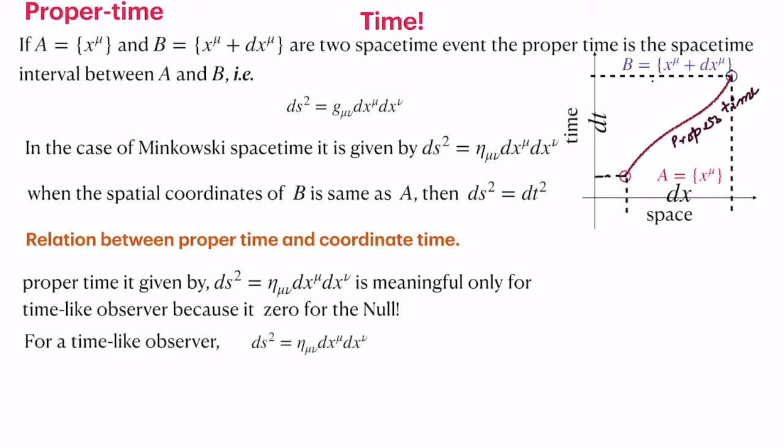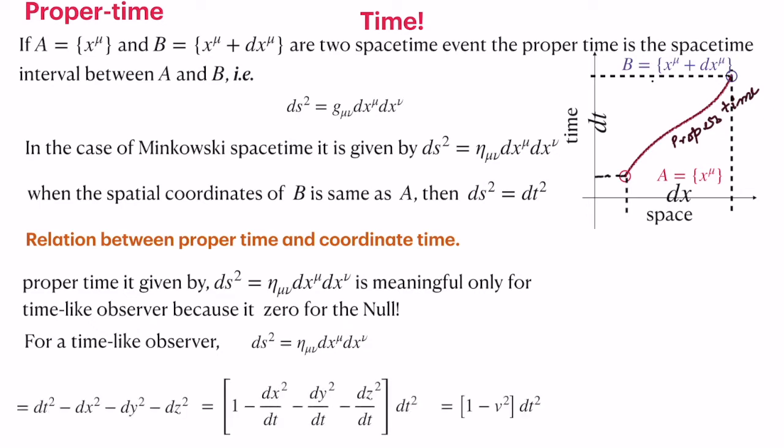Let's take the proper time for a time-like observer. We have already seen that it is given as ds square is equal to eta mu nu dx mu dx nu. Explicitly one can write ds square is equal to dt square minus dx square minus dy square minus dz square, that is equal to dt square times 1 minus dx square by dt square. Basically you can pull out dt square and write dx by dt as velocity. That is equal to 1 minus v square, and we can simply write it as 1 minus v square into dt square. Now we know that this term is connected with gamma.